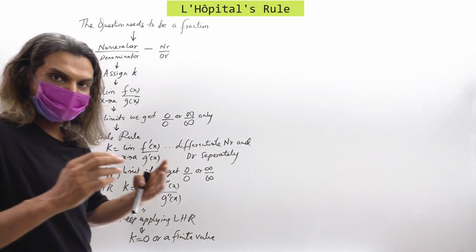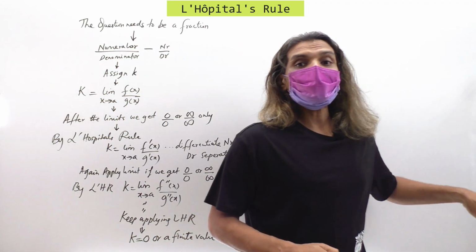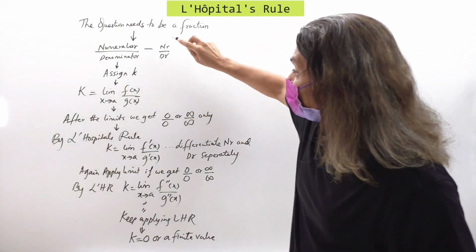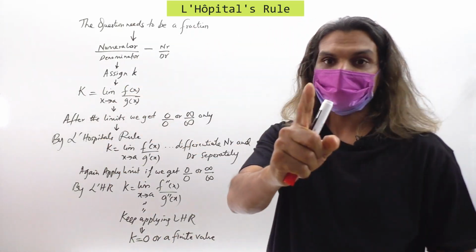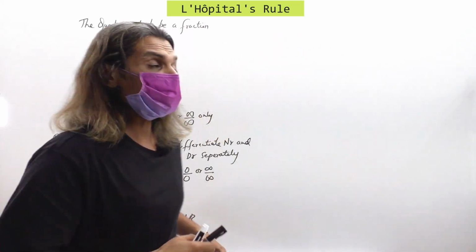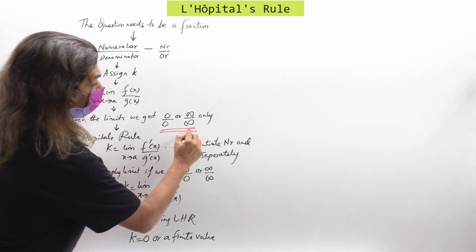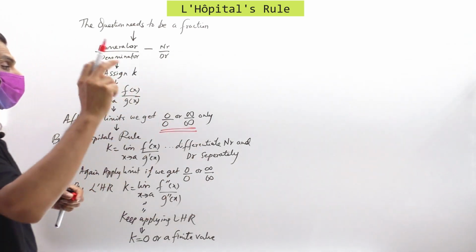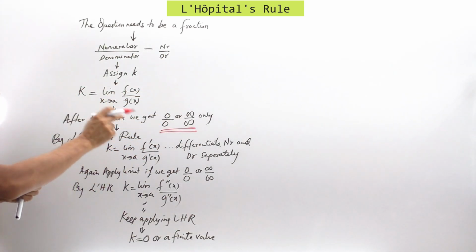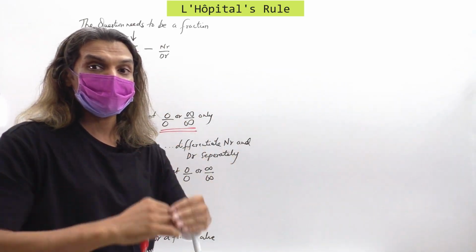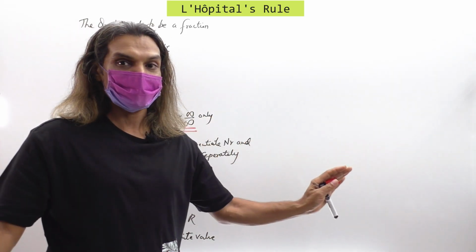That's all. I hope you understood this. So what to say is, it's not merely about differentiating the numerator upon denominator. The question should be a fraction. Assign k first. Very important. After assigning k, you need to check the limit. The limit should compulsorily be 0 by 0 or infinity by infinity only. Then only we apply L'Hopital's rule. Here, what does L'Hopital's rule say? Differentiate the numerator and differentiate the denominator separately.